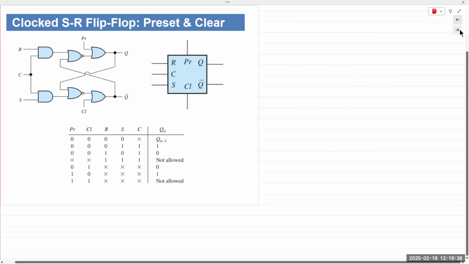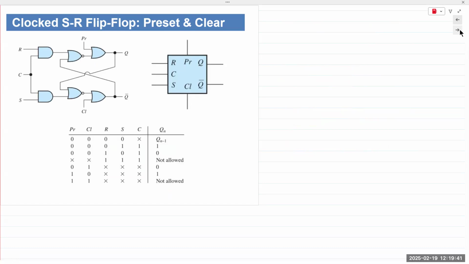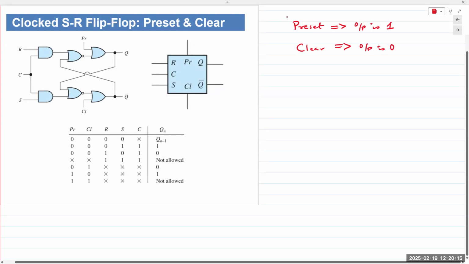Oftentimes, there is a need to set the output to either 0 or 1 before you begin your operation. So in that case, we add 2 more signals in there known as preset and clear. As the name suggests, preset meaning you are presetting your output to 1. And clear meaning your output is 0, clearing out everything. So preset means output is set to 1. Clear means output is set to 0.